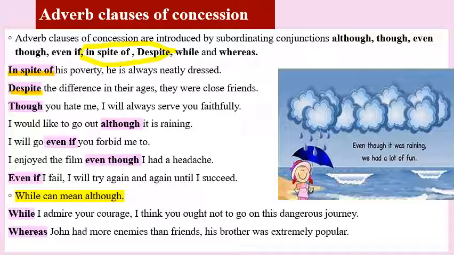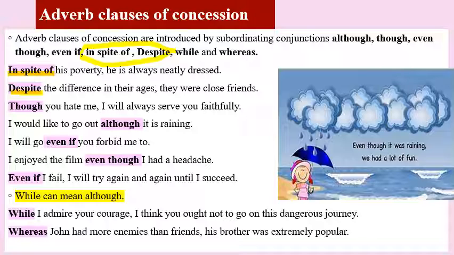I would like to go out, although it is raining. Again, if you look carefully at the position of the subordinate clause in comparison with the main clause, now it is following the main clause, and you see we don't need a comma. I will go even if you forbid me. I enjoyed the film even though I had a headache. As I said earlier, even if I fail, I will try again and again until I succeed.